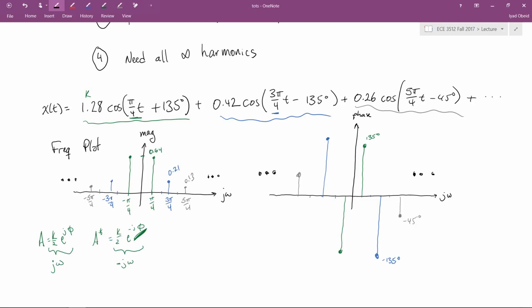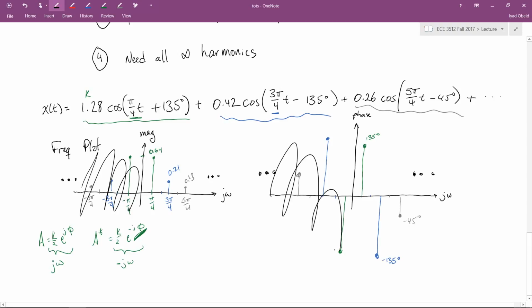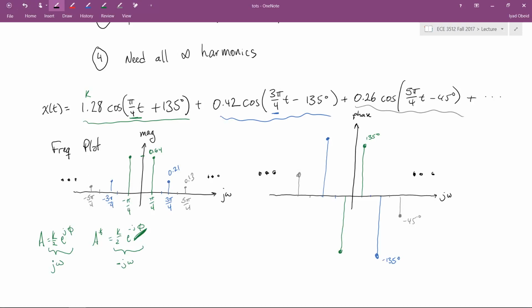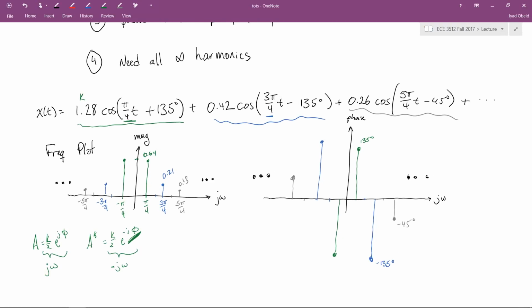So sometimes for expediency, we don't even bother plotting the negative frequencies. And it's not because they're not there. They absolutely are there. You must have negative complex frequencies to cancel out your positive complex frequencies. But just for the sake of clarity, sometimes we will not show the negative frequencies because they really don't add anything to the plot. They just take up space without showing us anything that we didn't already know.